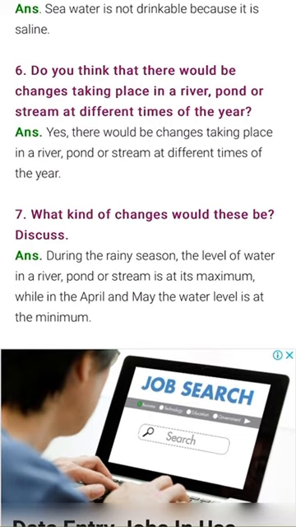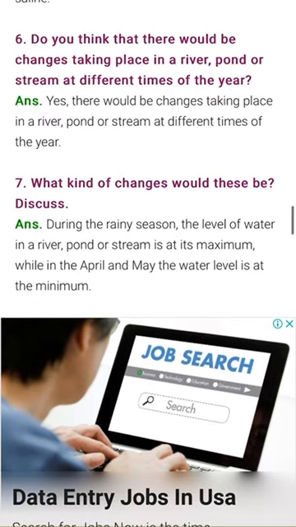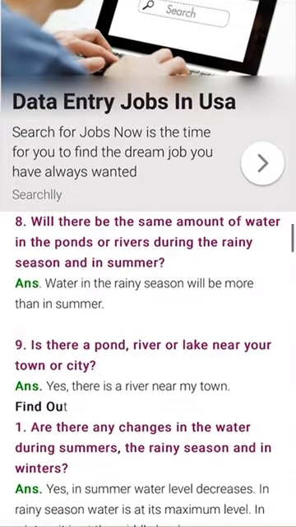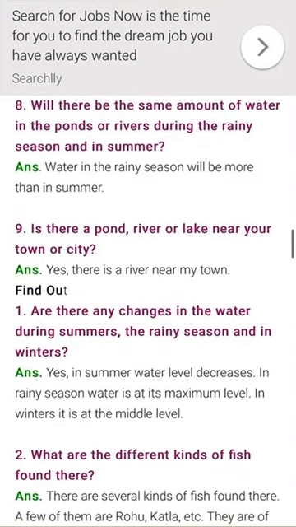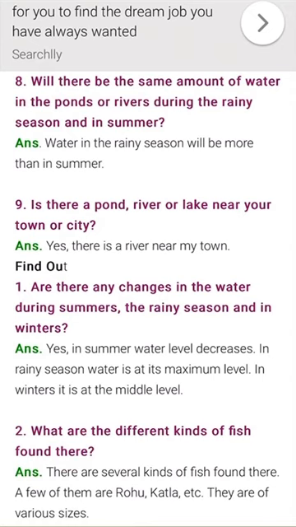7. What kind of changes would these be? Discuss. Ans. During the rainy season, the level of water in a river, pond or stream is at its maximum, while in April and May the water level is at the minimum. 8. Will there be the same amount of water in the ponds or rivers during the rainy season and in summer? Ans. Water in the rainy season will be more than in summer.